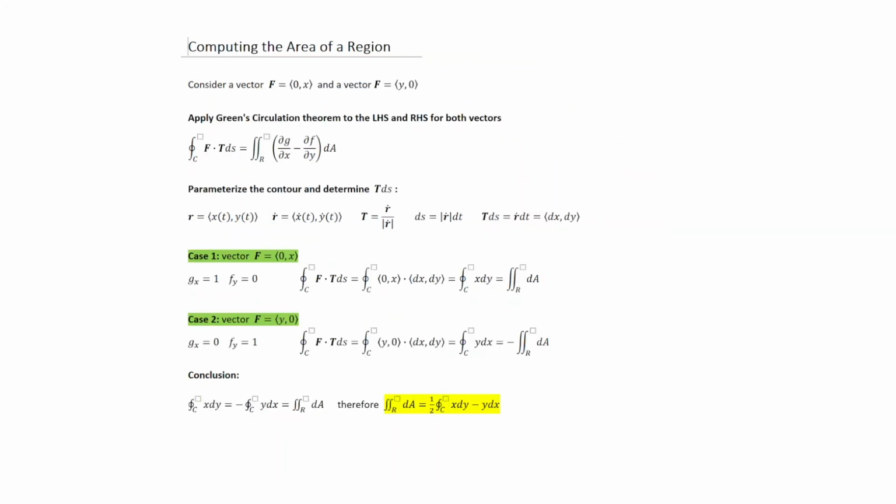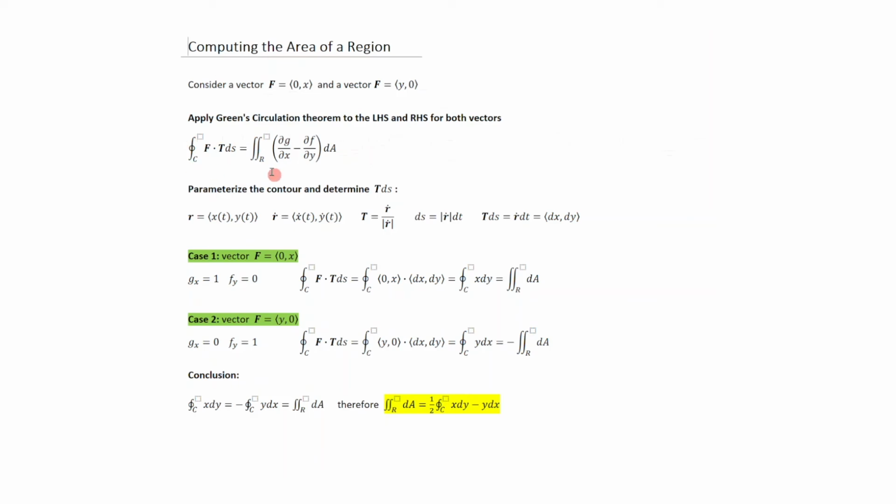All right, so the more interesting one is the application of the Green circulation theorem in terms of computing the area of a region. And so we're going to do a little thought experiment here. We're going to say consider 2 vectors. One of the vectors is 0, x, and a second vector is y, 0. And so we're going to apply Green's circulation theorem to the left-hand side and right-hand side for both vectors.